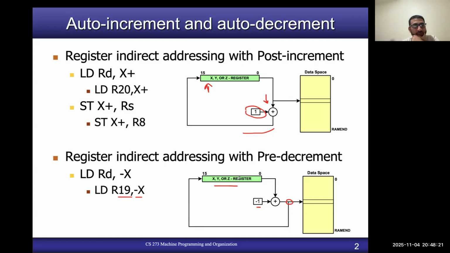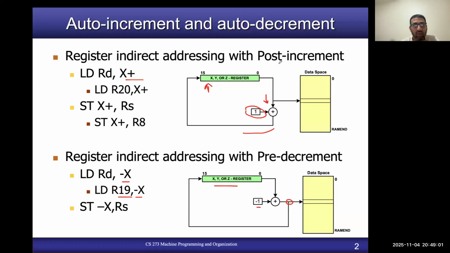Any question? So again, you can use this pre-decrement addressing mode also with the store instruction. Let me highlight something I didn't say earlier: there is no pre-increment variant of register indirect addressing mode, and similarly, there is no post-decrement variant. So you can have X plus or minus X, but you cannot have plus X or X minus.